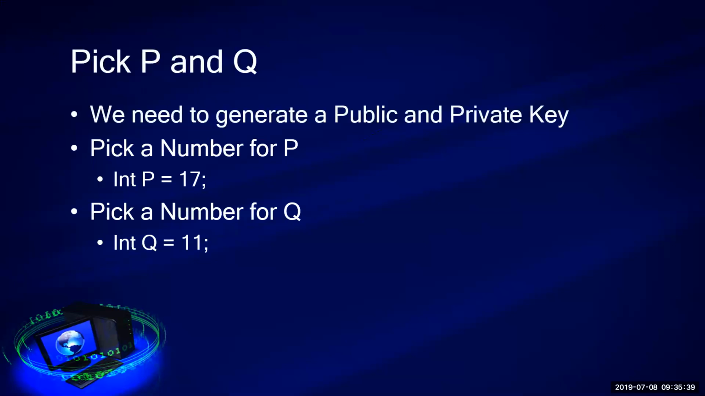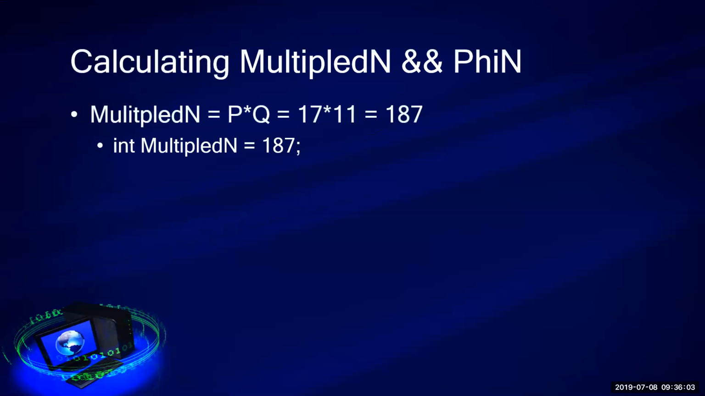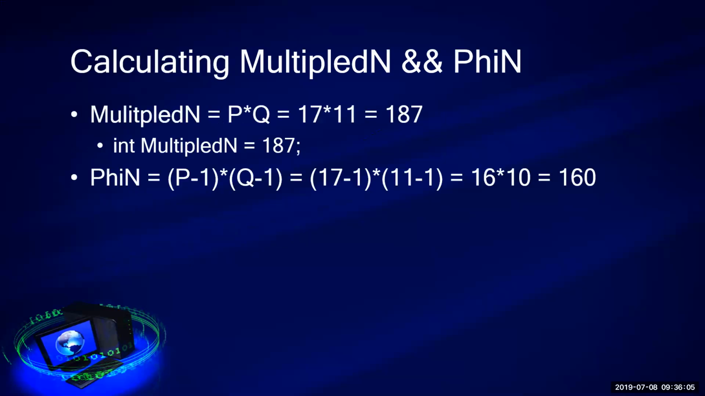So because we have just these two values now picked and chosen, we can now calculate two of the main variables we need, which is multiplied n and phi n. So you multiply them together, that's why I called it multiplied n, or this is just n whenever you look at the public and the private key, and that's 187. Now for phi n, it's p minus 1, q minus 1, multiply both of those together, and you get 160.